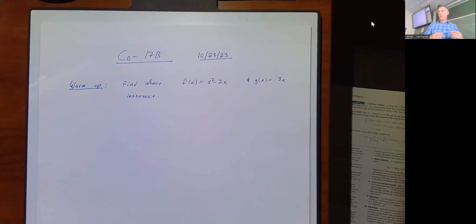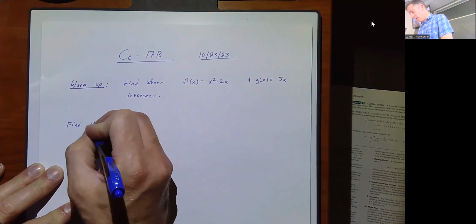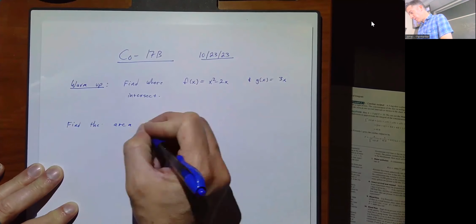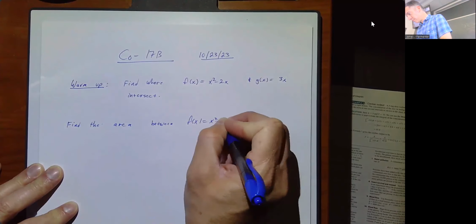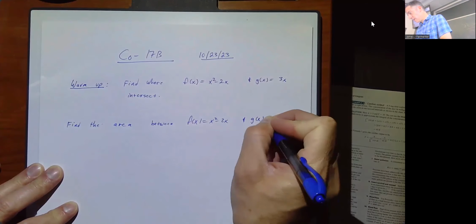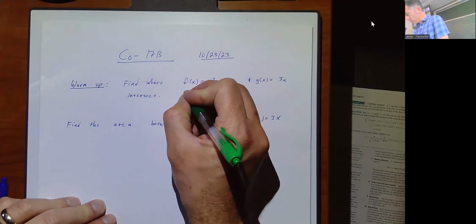We can get started. So the reason I'm asking you to find where these intersect is because the question I actually want to ask is, we want to find the area between these two functions. Typically, if you're not told the limits of integration, like between x equals 1 and x equals 7, your first job is to find what those are by finding where the two functions intersect each other.